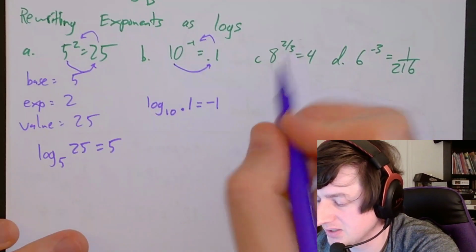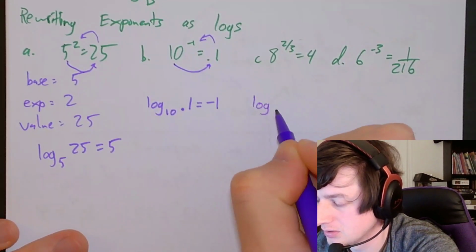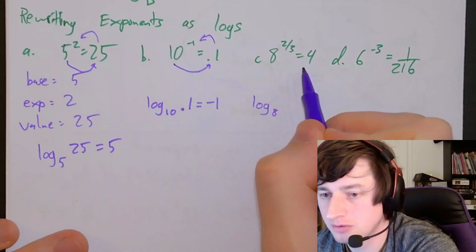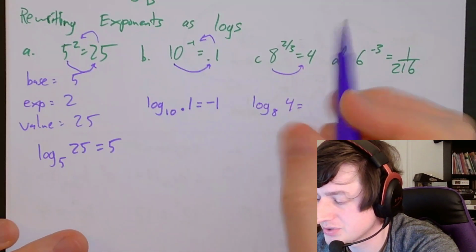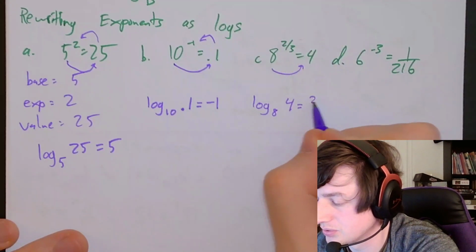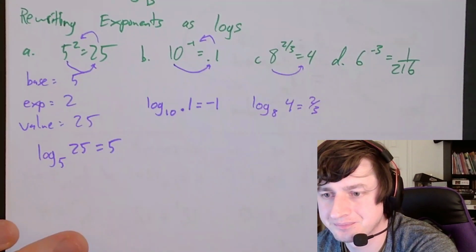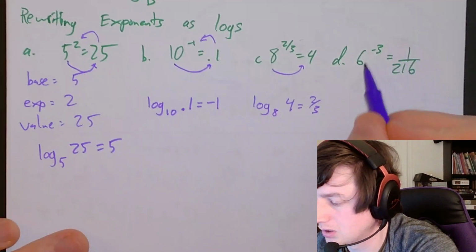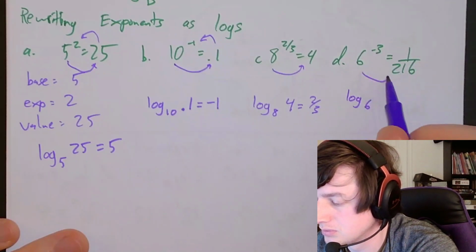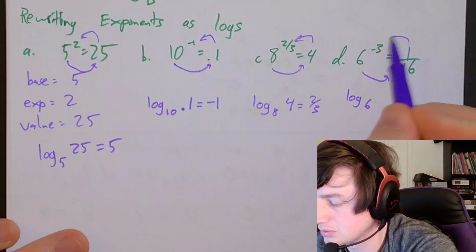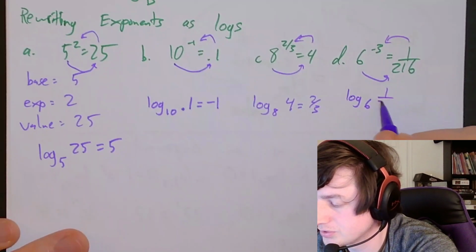Okay, here the base is 8. So it's log base 8 of 4 equals the exponent, which is 2/3. Log base 6 of 1 over 216 is -3.